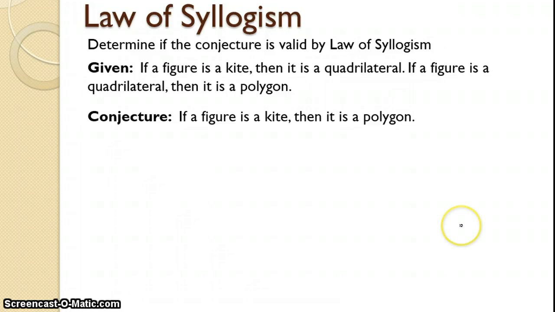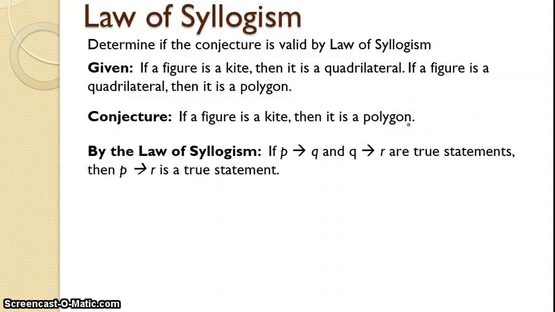Now, let's take a look at our syllogism. Let's start off with this one. If a figure is a kite, then it is a quadrilateral. If a figure is a quadrilateral, then it is a polygon. All right, so here's our conjecture. Our P, if a figure is a kite, and our R, then it is a polygon. Let's use our law of syllogism to see if we can determine if this is valid.